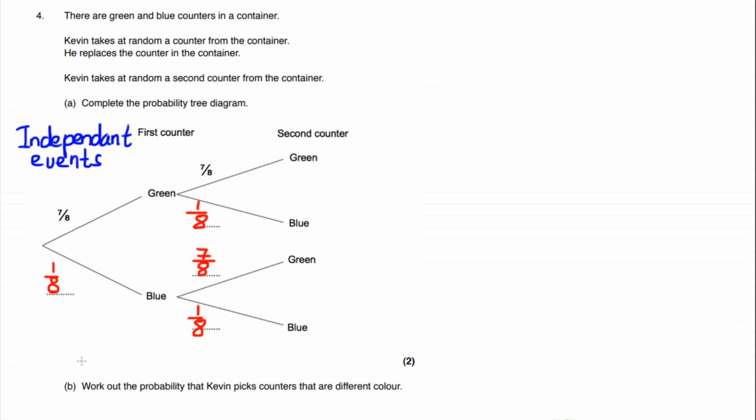Okay, now, guys, let's have a go at the last question here, which says, work out the probability that Kevin picks counters that are a different color. So work out the probability that Kevin picks counters that are a different color.